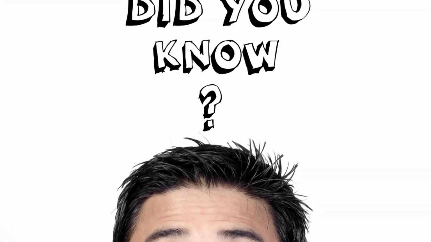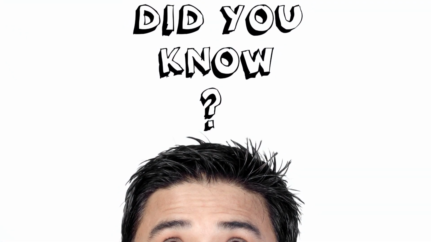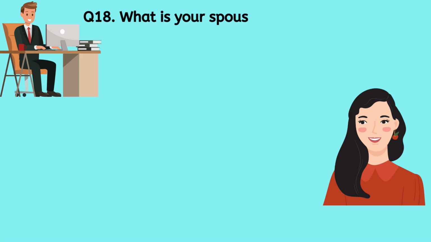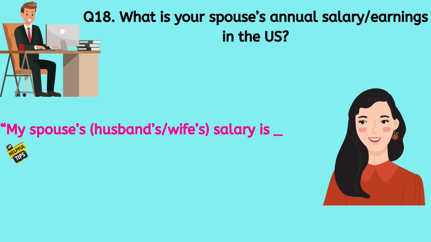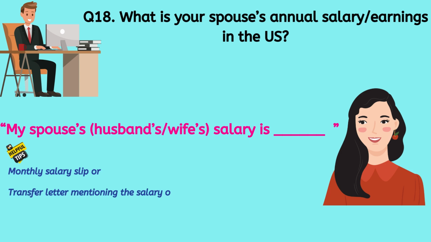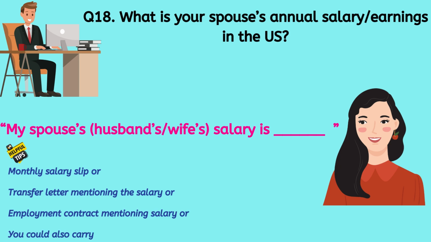They might want to see how much you know about your spouse, and they could ask you, what is your spouse's annual salary or earning in the United States? Mention your spouse's salary, and as a proof, always carry either a copy of his monthly salary slip or a transfer letter mentioning your spouse's salary, or an employment contract mentioning his or her salary. Or you could also carry bank statements showing salary being credited in their account.